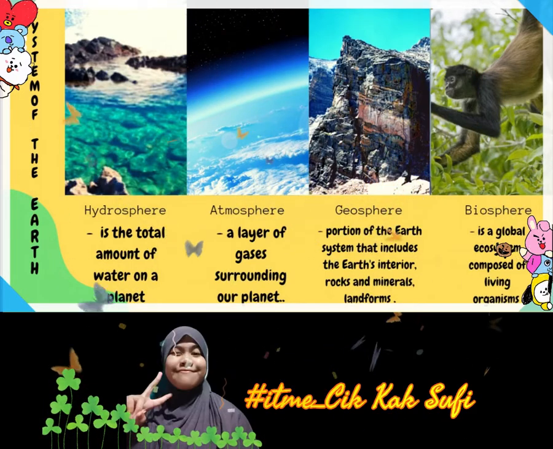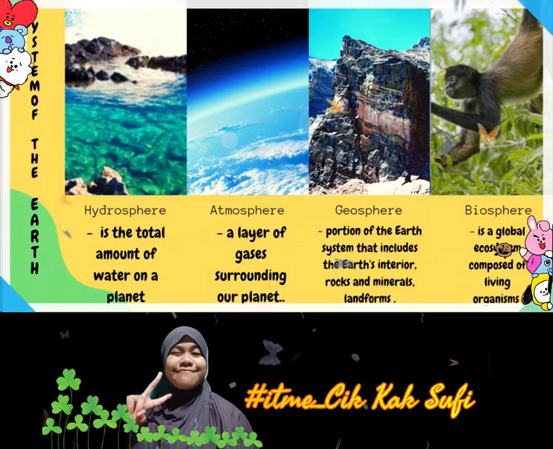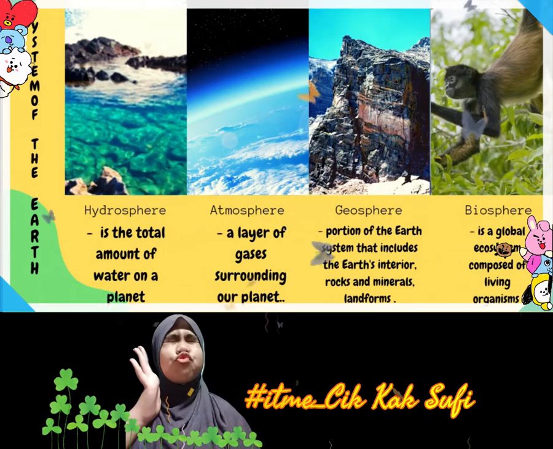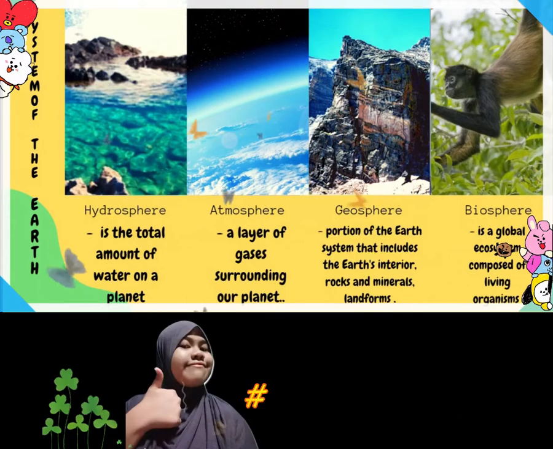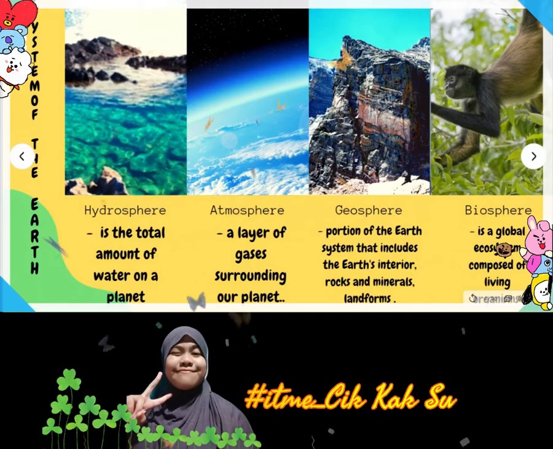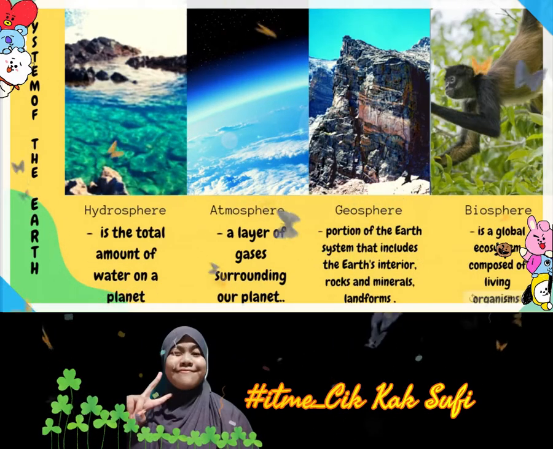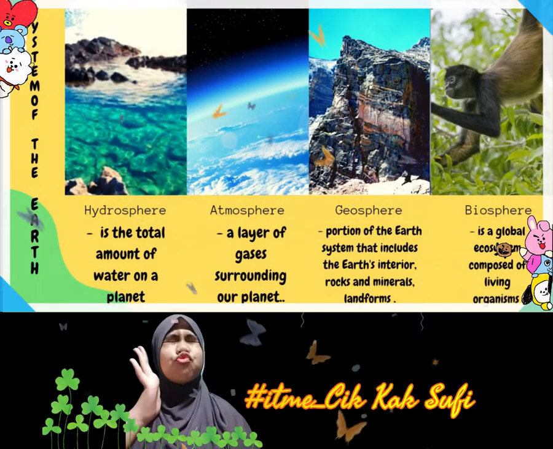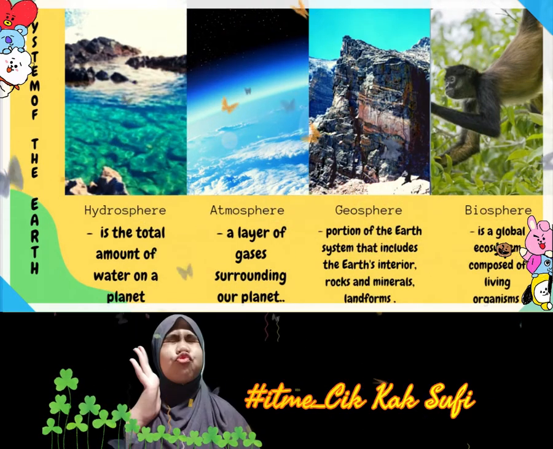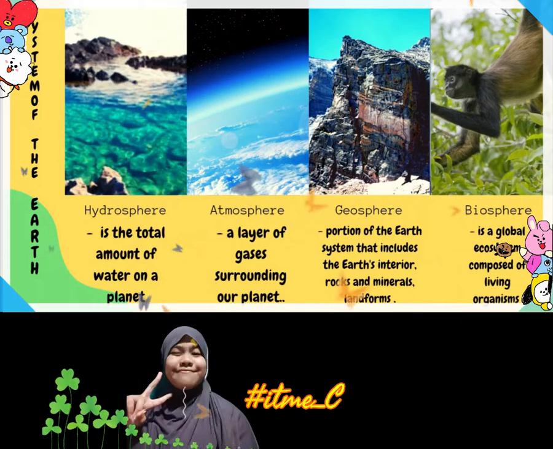So number two is the atmosphere. Atmosphere is a layer of gases surrounding our planet. Zone of the mixture of gas that surrounds the Earth. The composition of gases is 78% nitrogen, 21% oxygen, and 1% carbon dioxide in the gas and water vapor.